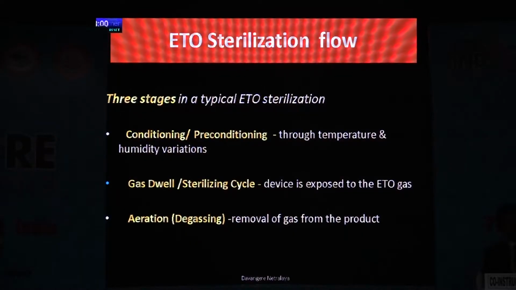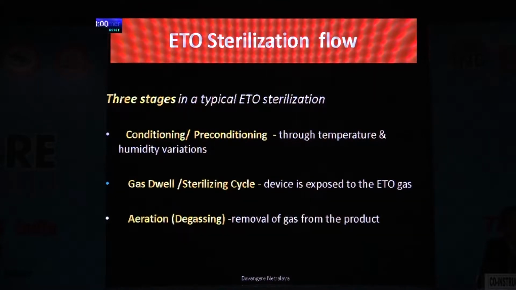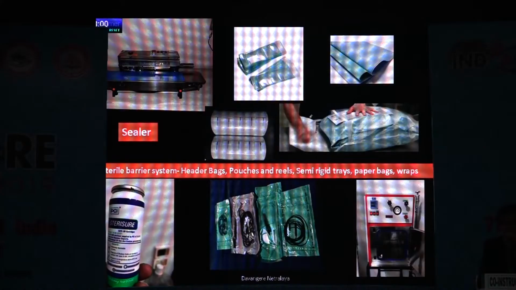Like steam sterilization, here also it goes through certain phases. The first is called conditioning or preconditioning, where you maintain optimal temperature and humidity. Next is the gas dwell, the phase where you introduce the ethylene oxide gas into the chamber through cartridges. And the next is the most important phase, degassing. Degassing means once the process is complete, you should allow sufficient time for the residual ethylene oxide to be cleared out of the material you used as well as from the chamber. So degassing, or aeration, is the most critical step in ETO sterilization.